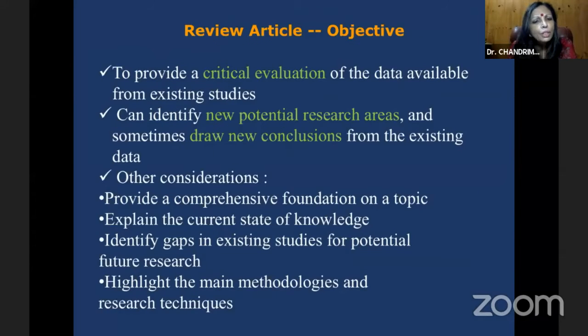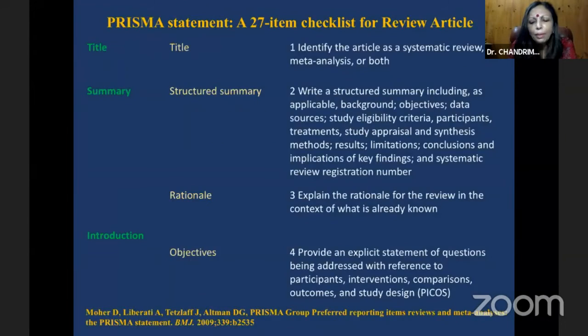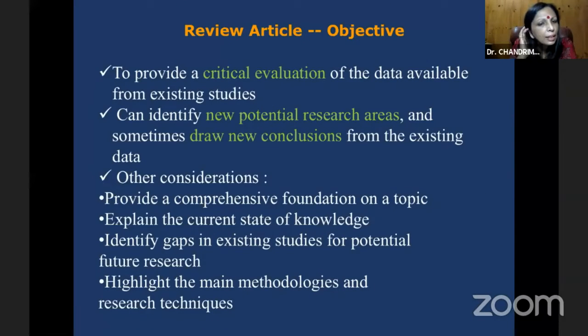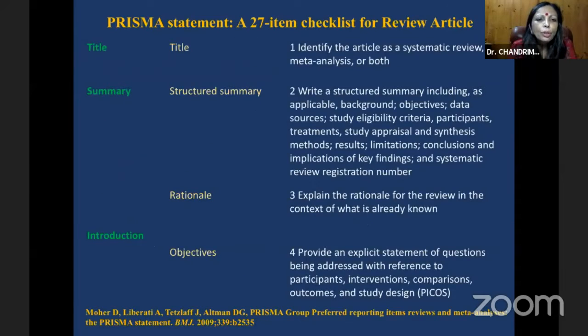The review article objective is to provide a critical evaluation of the data available from existing studies, and it can identify new potential research areas and sometimes draw new conclusions. Other considerations would be to provide a comprehensive foundation on the topic, explain the current state of knowledge, and highlight the main methodologies and research technologies. If you look at the PRISMA statement, a 27-item checklist for review articles, we start with the title to identify the article, then move on to the structured summary, including as applicable background, objectives, data sources, study eligibility, etc.